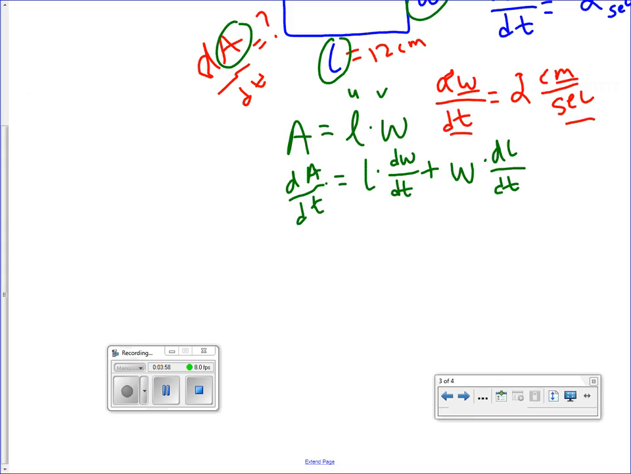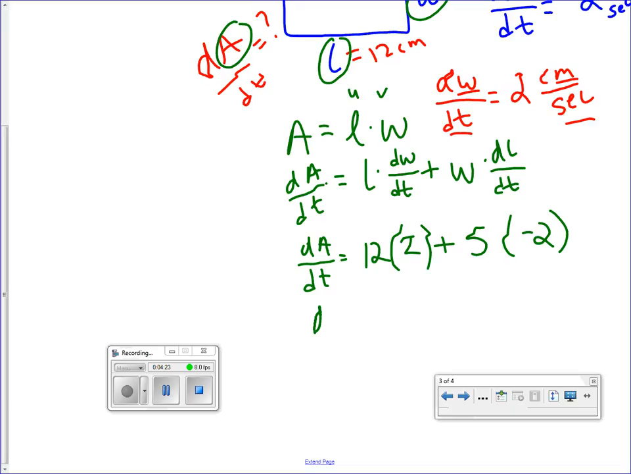So I've derived my equation, and now I'm ready to plug things in. I'm going to find dA/dt. That's the thing in question, so it doesn't have an answer. I want to know the rate when the length is exactly 12 centimeters, and the width is changing at 2 centimeters per second. And the width is currently 5 centimeters, and the length is decreasing 2 centimeters per second. You can keep your units in there if they help you. So I have 24 minus 10 equals 14.